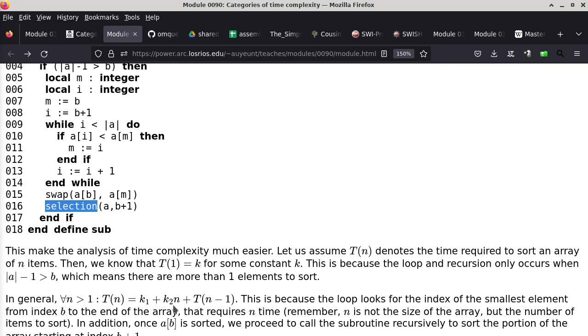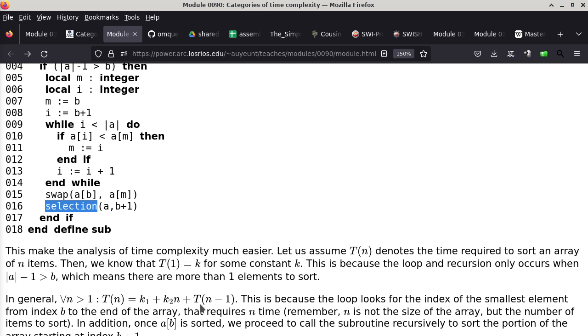So K2 times n, and then we also have T of n minus 1. T of n minus 1 is accounting for lines 15 and 16, which is the recursive call. Because in the recursive call, we have one fewer element to deal with, so the amount of time it's going to take is going to be T of n minus 1. So are we doing okay so far with this generalized equation of T of n is some K1 plus n times some K2 plus T of n minus 1?